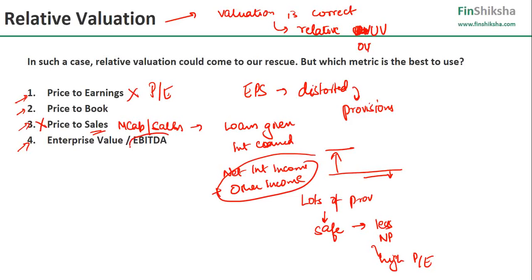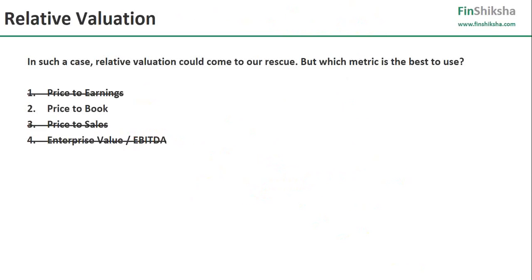There is no concept of EBITDA for a bank. I mean, technically, EBITDA is earnings before interest, tax, depreciation, and amortization. And you can't have earnings before interest for a bank. That doesn't make sense. So because there is no EBITDA for a bank, you can't use enterprise value to EBITDA for a bank either. So that basically leaves us with one, which is price to book.